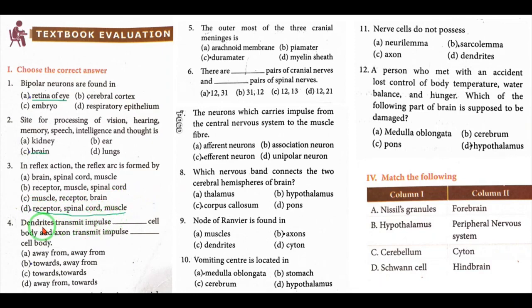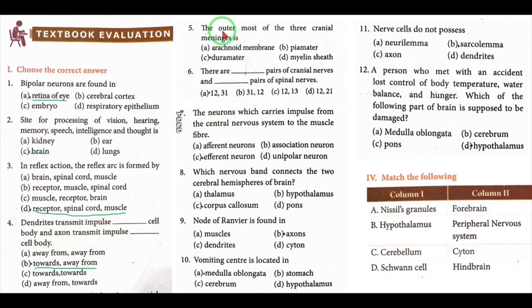Question number 4. Dendrites transmit impulse dash cell body and axon transmit impulse dash cell body. A, away from, towards; B, towards and away from; C, towards and towards; D, away from, towards. Correct answer is B, towards and away from. Dendrites transmit impulse towards the cell body and axon transmit impulse away from the cell body.